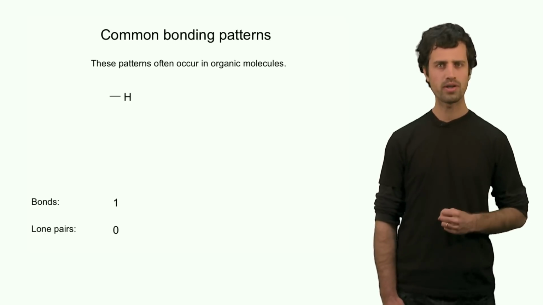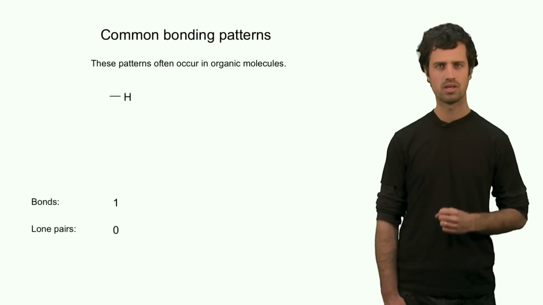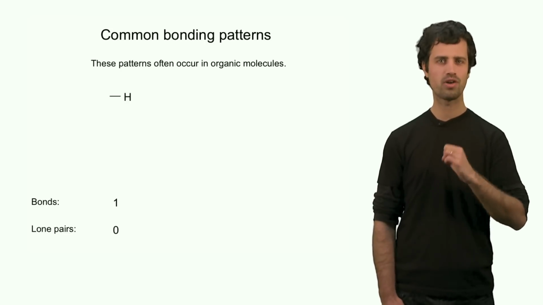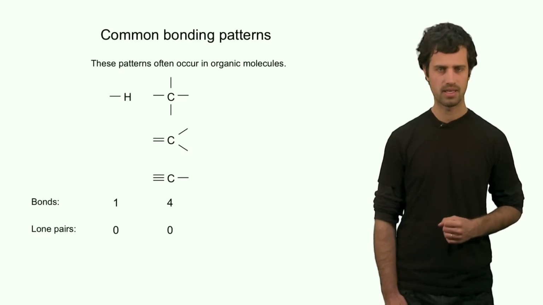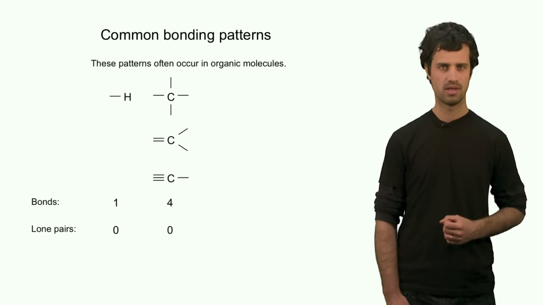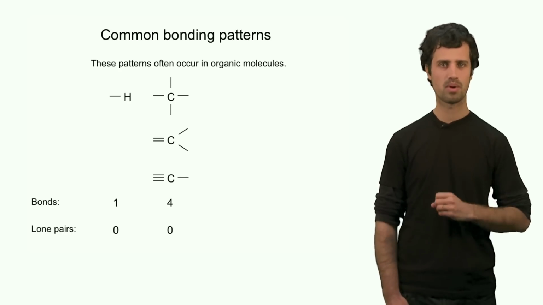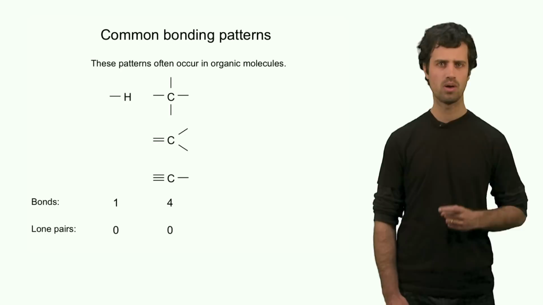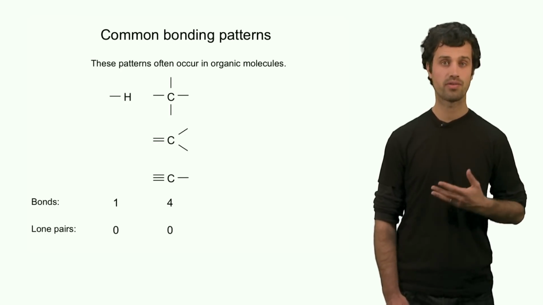They always have one covalent bond, indicated here by the line. So each hydrogen atom is connected with one covalent bond to its neighbors. Carbon, on the other hand, has 4 bonds. Now these 4 bonds can be 4 single bonds, or 1 double bond and 2 single bonds, or 1 triple bond and 1 single bond. In each of these cases, there are 4 bonds.